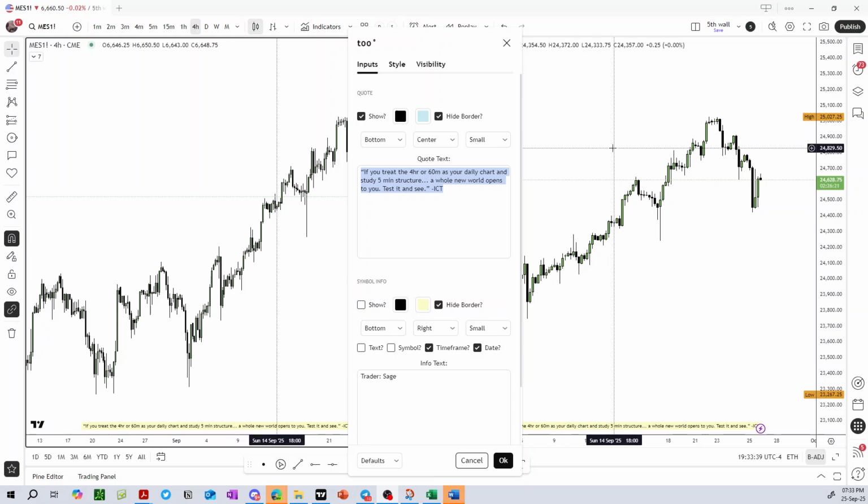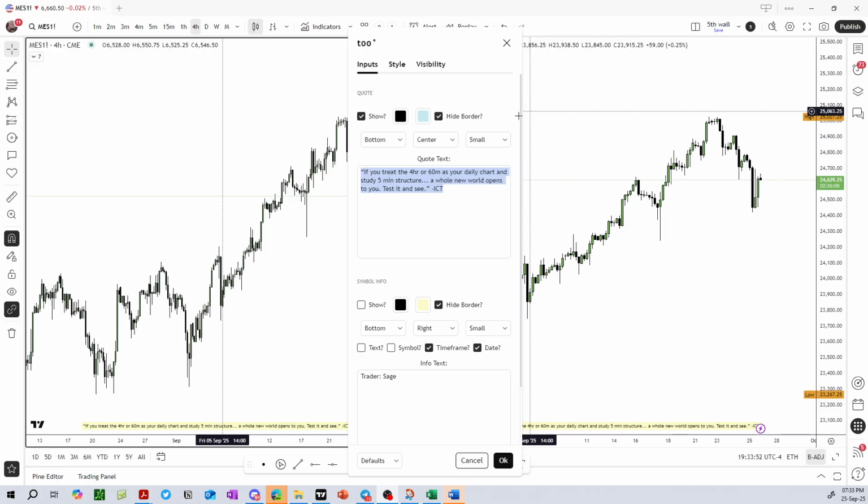We're going to review the ES or the MES and the MNQ for today, specifically September 25th. Time now is 7:33 p.m. EST. And I operate off of this quote by ICT. I'm going to paraphrase it.